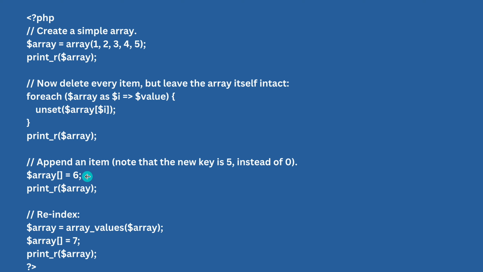Here you can see an item, note that the new key is 5. I think it's in a different context, so forget that. If you're adding any element, it will look into what the last index is, and accordingly it will add, right? And if you want to re-index any array, you have to use array values. Once you do this it will be re-indexed.